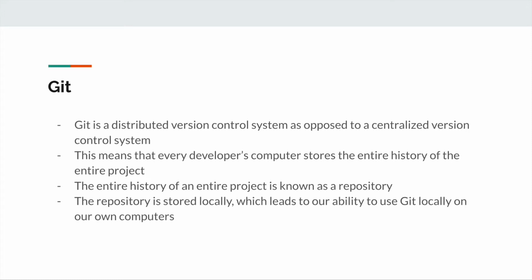Git is actually a distributed version control system as opposed to a centralized version control system. A distributed version control system means that every developer's computer stores the entire history of the entire project. Meanwhile, a centralized version control system basically means that there is only one main copy that everyone works on. So that's the simplified version of the differences between the two. And then the entire history of an entire project is known as a repository, and the repository is stored locally, which leads to our ability to use Git locally on our own computers.